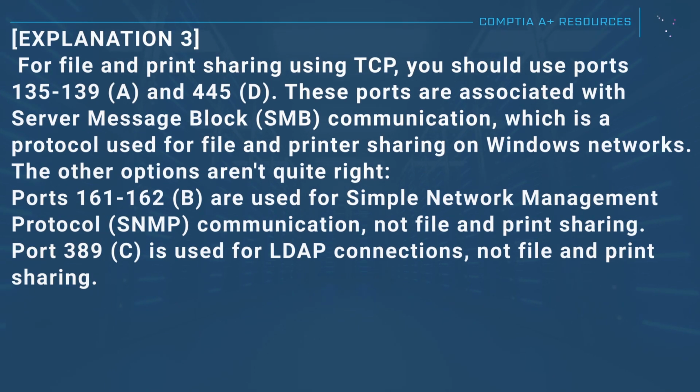For file and print sharing using TCP, you should use ports 135, 139, A, and 445, D. These ports are associated with Server Message Block, SMB communication, which is a protocol used for file and printer sharing on Windows networks. The other options aren't quite right.